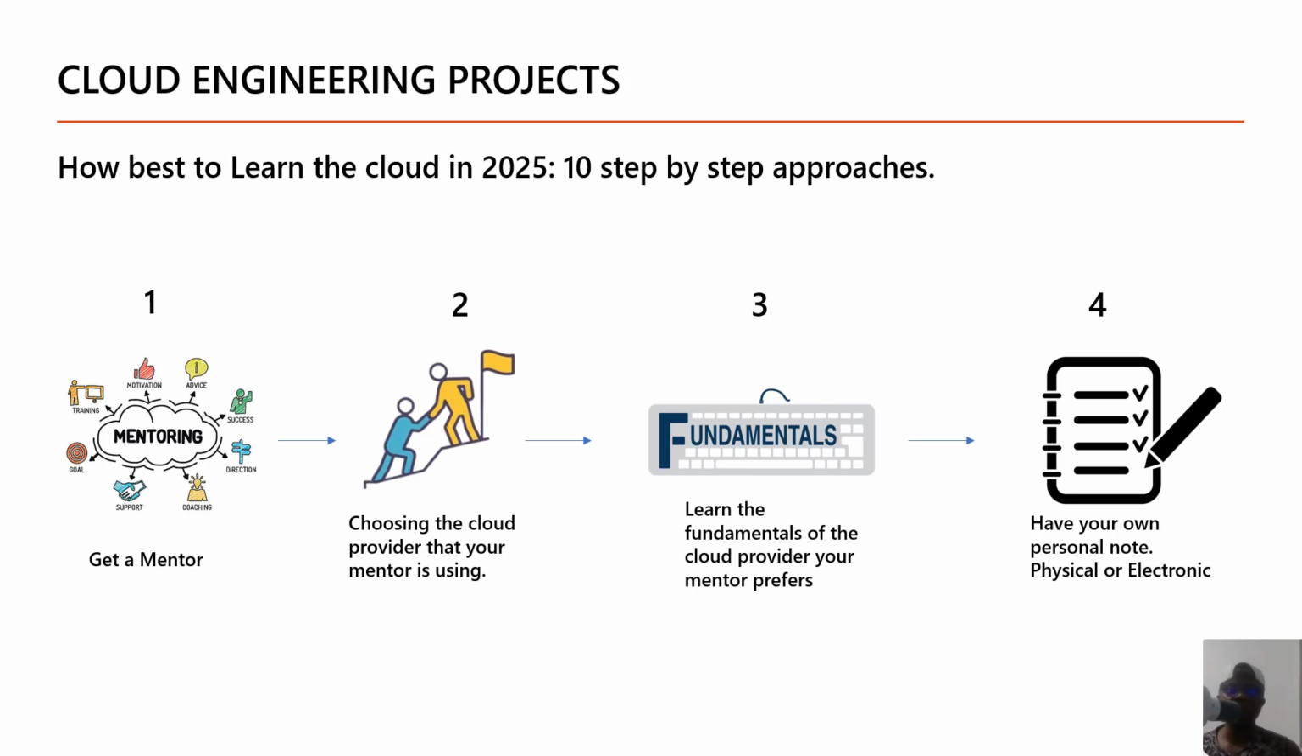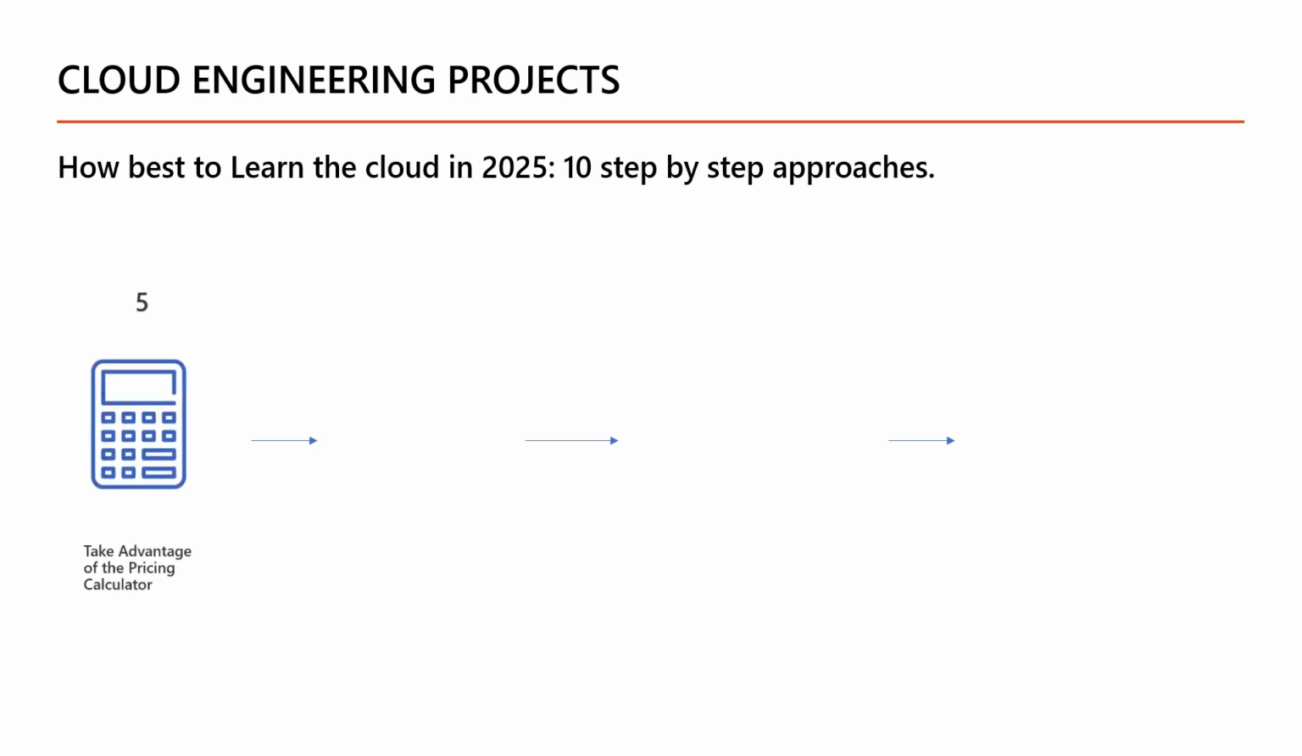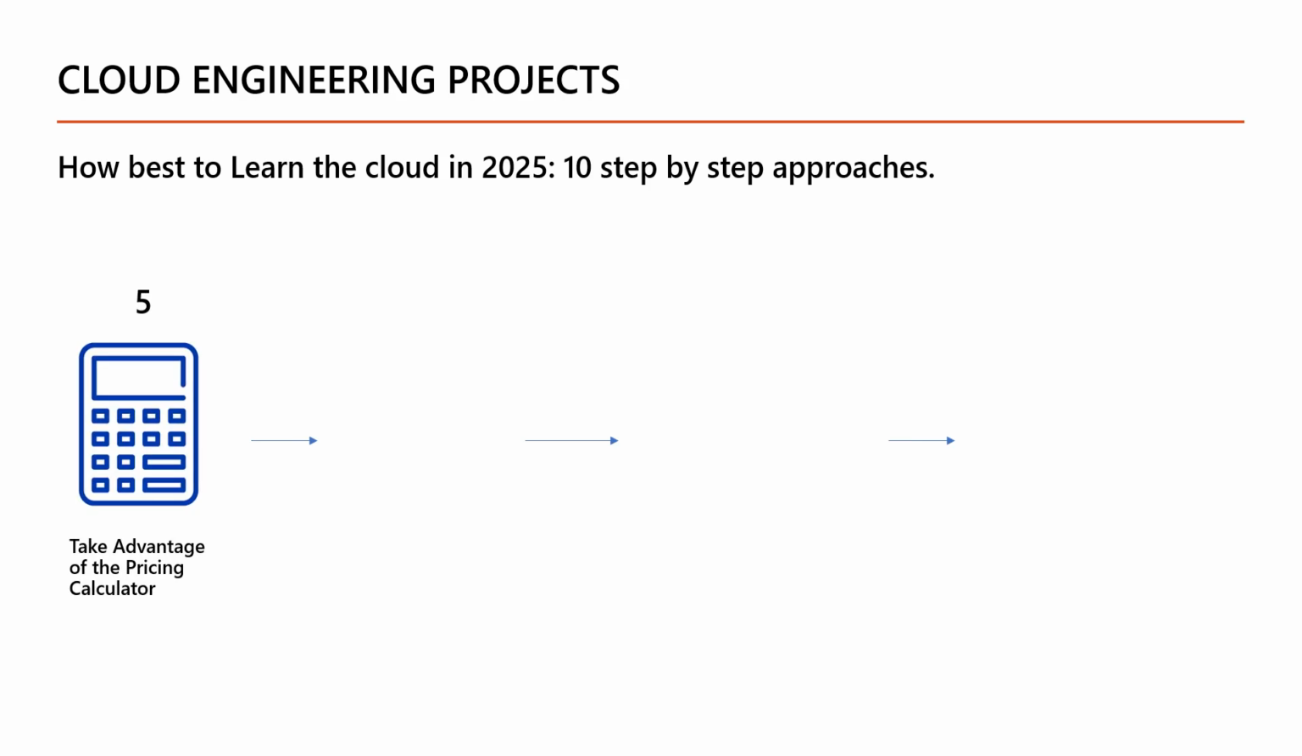The number 5 thing that I would do while learning the fundamentals of the cloud that I've chosen, after learning the architecture of the cloud and maybe the authentication and authorization, is that I will use the pricing calculator to help me understand how services are grouped in the cloud. For example, if I'm learning Azure, then I will use the Azure pricing calculator to understand how services within Azure are grouped.